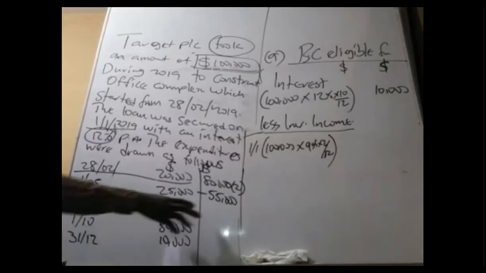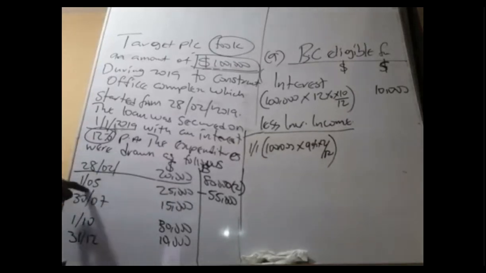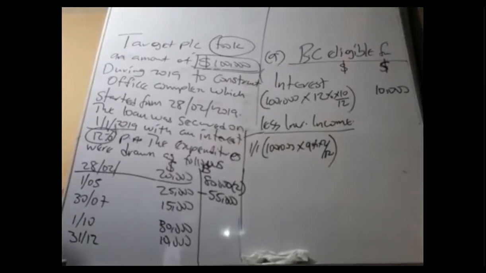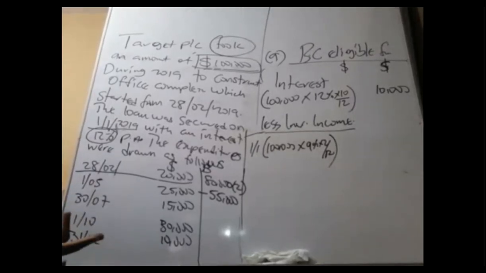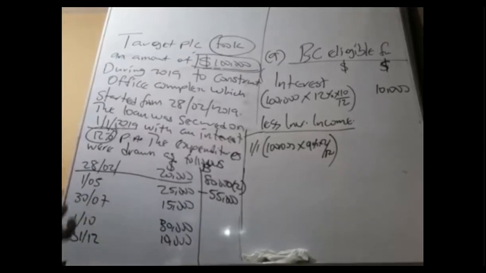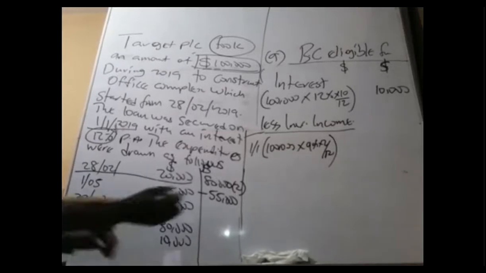So counting from 1st May up to 30th July. 1st May to 30th July, how many months? 3 months then. Let's see. So that one May will be part, right? Yes, May, June, and then July. So making 3. Good. So that will take 3 months.